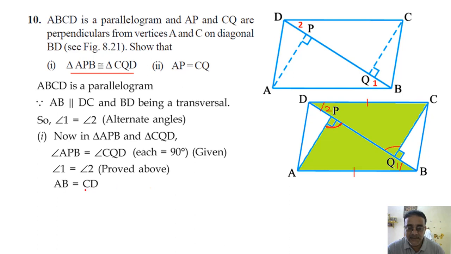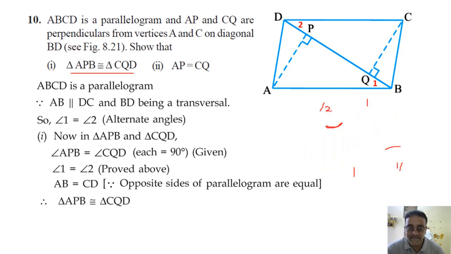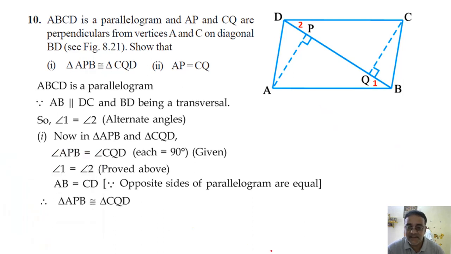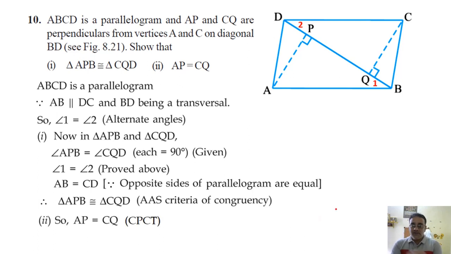The last one, AB is equal to CD. The reason is opposite sides of a parallelogram are equal. Now we can write these two triangles are congruent. By which criteria? AAS criteria, angle angle side, because this side is not included between these two angles. Now if these two triangles are congruent, AP is equal to CQ. Why? By CPCT.